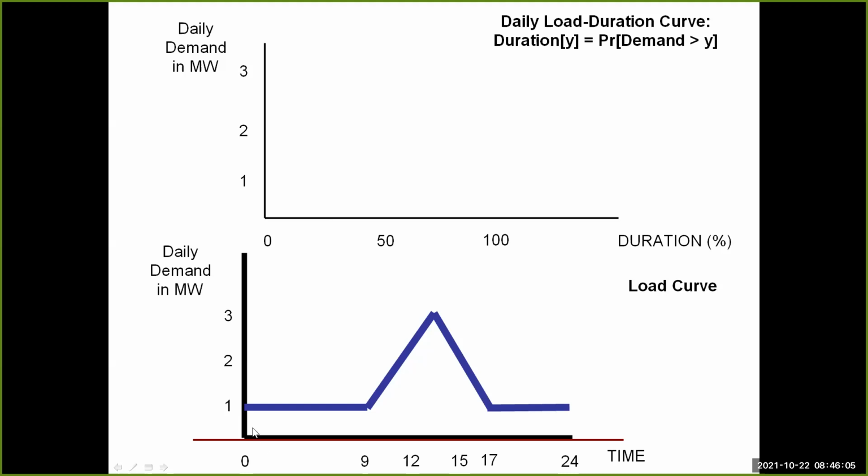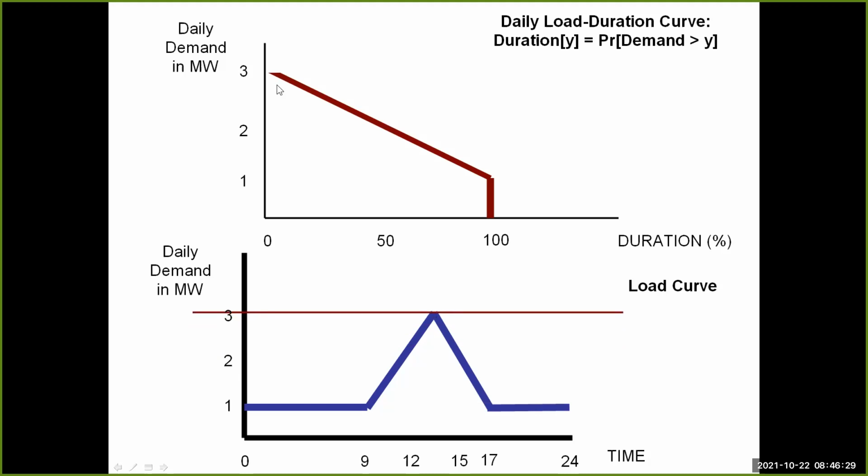We see this is okay up to 1. So just like the previous one, we start at 100, and up to 1, it stays 100. And then, well, let me look. Once we are at 3 and higher, we are at 0. So I will draw this line here. I will draw the line like this. And we have a load duration curve. Agreed? Everybody agrees?